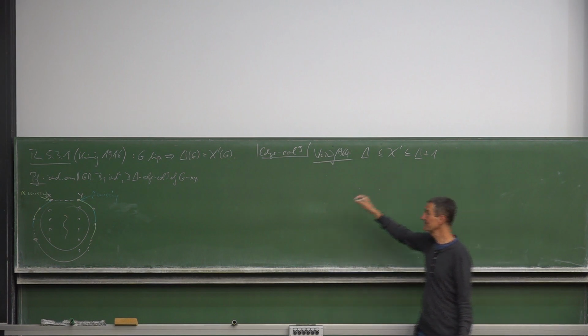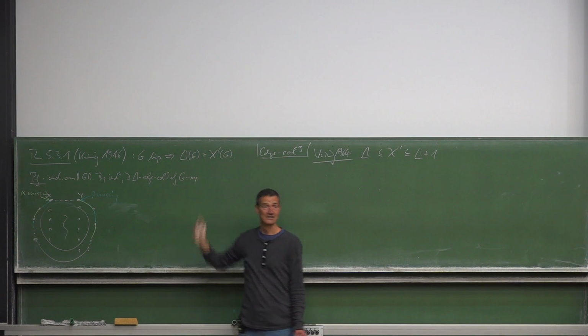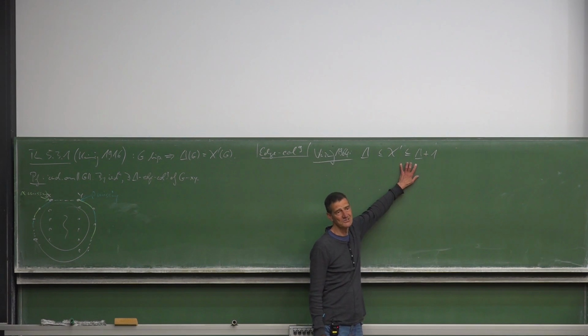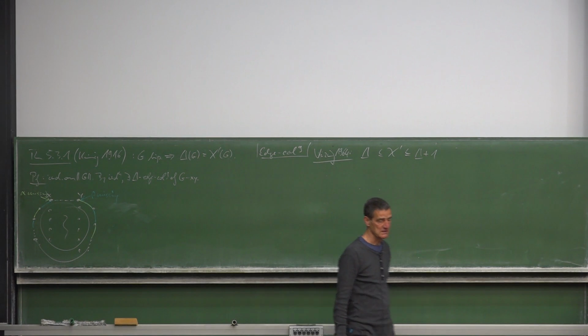In bipartite graphs, we even achieve equality right here. This is trivial. In bipartite graphs, this holds with equality. We've just proved that. And in arbitrary graphs, we only need one more. So that's a big thing. So let me prove Vizing's theorem.